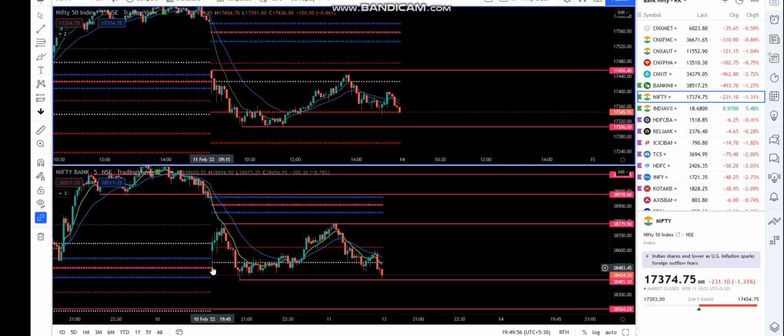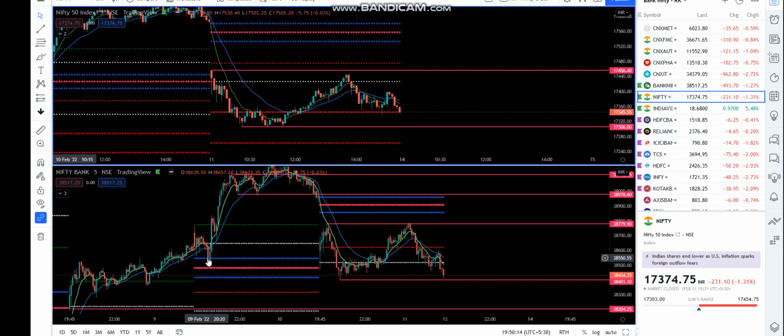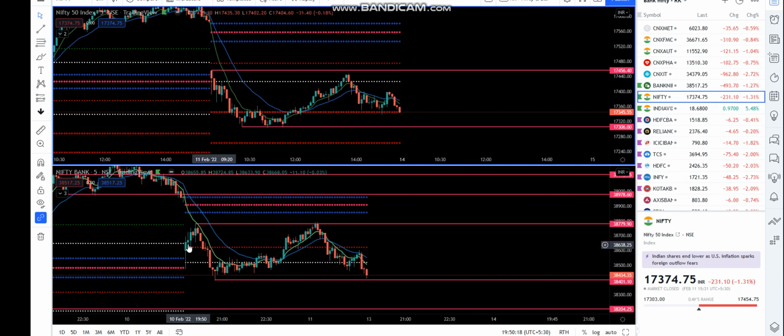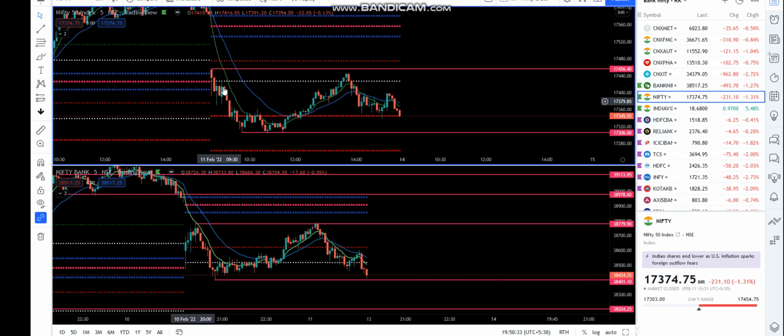After that, in Bank Nifty, you can see the pivot point, this is yesterday's low. It got support from yesterday's low and went up, and it took resistance from the 9 EMA line and then came down. But in the Nifty, we don't see any such kind of things.